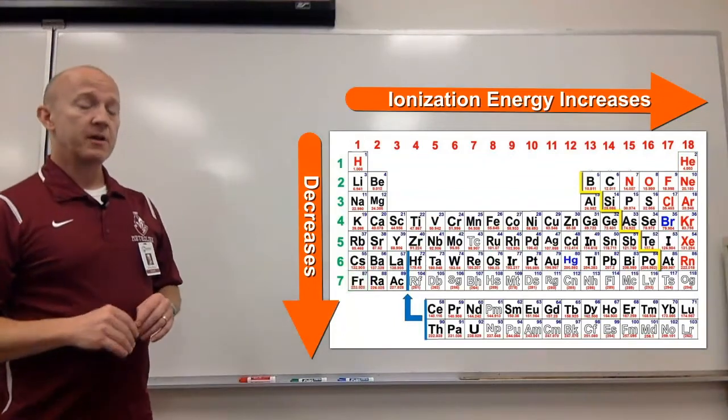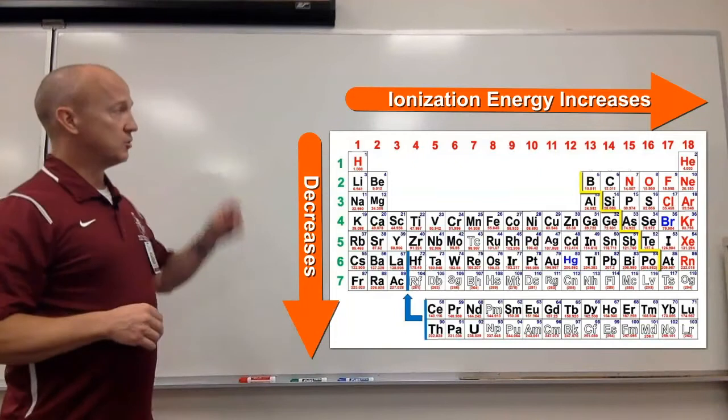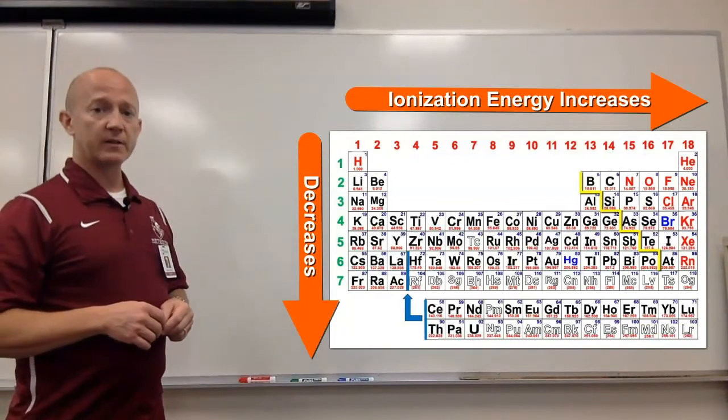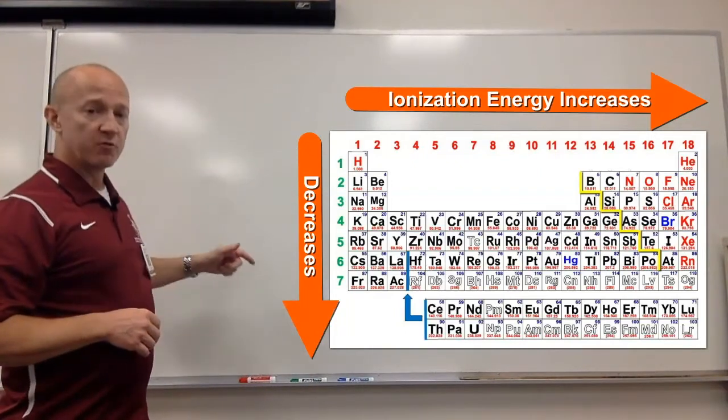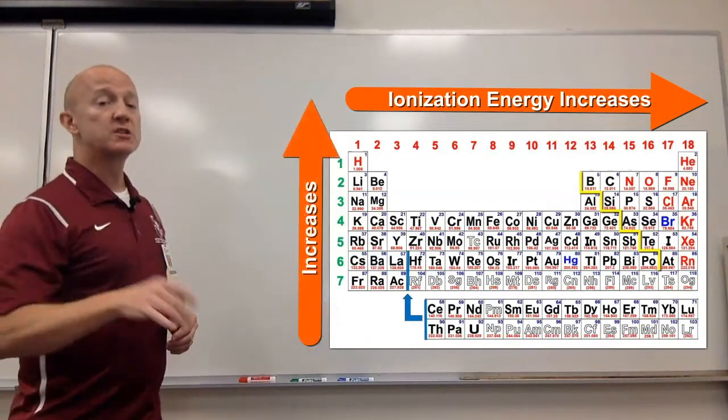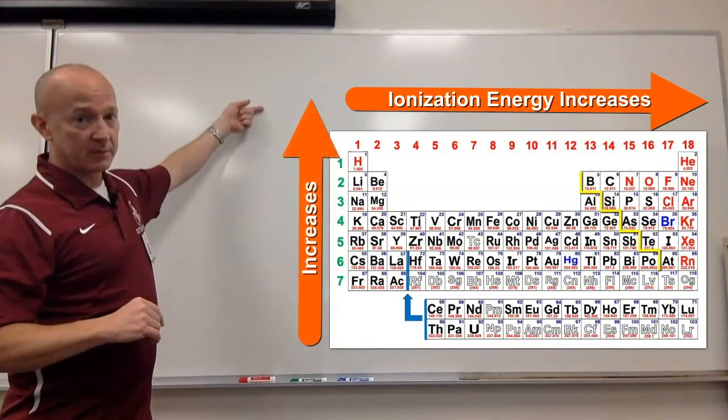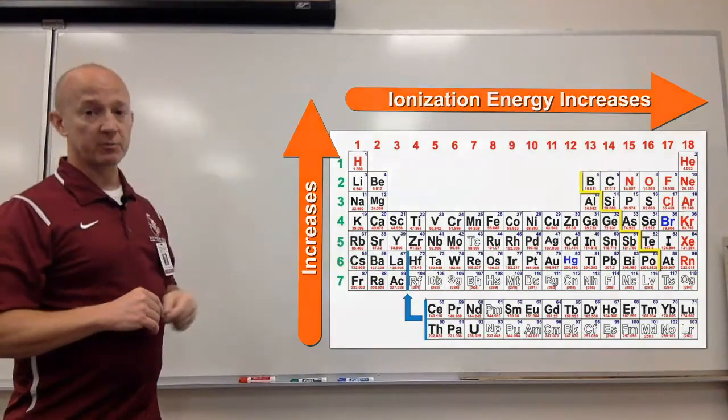So to sum up, the trend in ionization energy is to increase as you go from left to right and decrease as you go from top to bottom. Or again, you could say increase going from bottom to top and increase going from left to right.